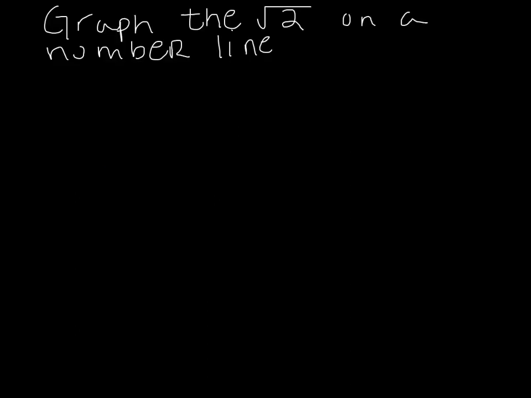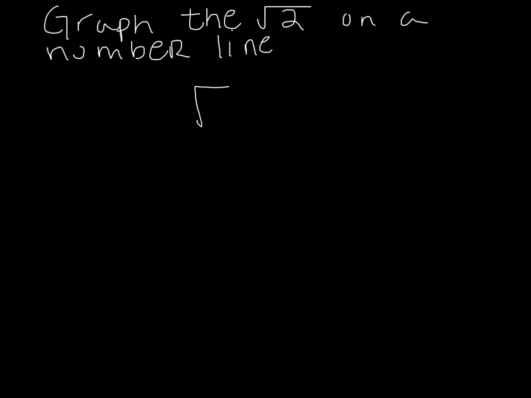Now we want to graph some of our irrational numbers on a number line, because even though we don't see them regularly, they are a number that goes on a number line. So in order to figure out how to put the square root of 2 on a number line, we first need to figure out between what two whole numbers the square root of 2 would belong.